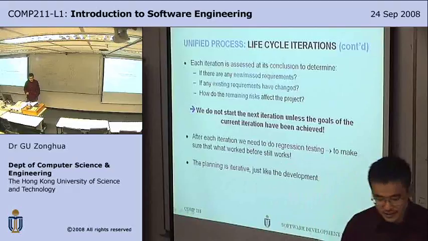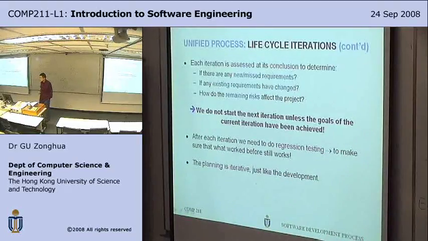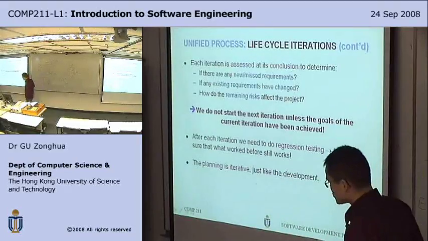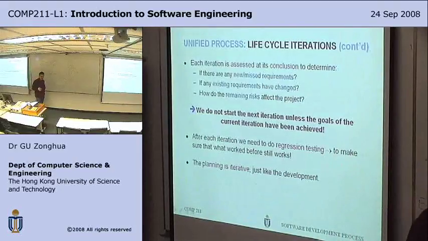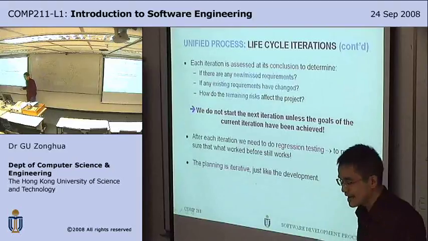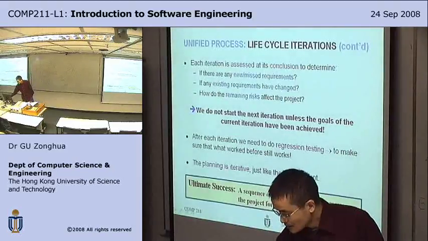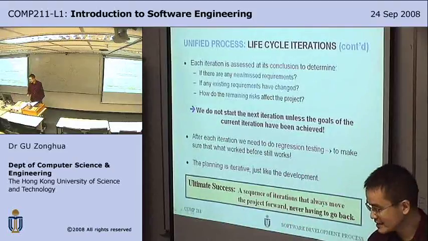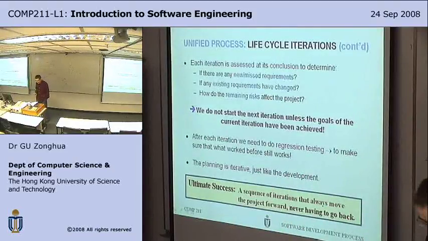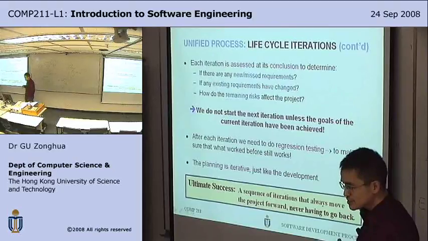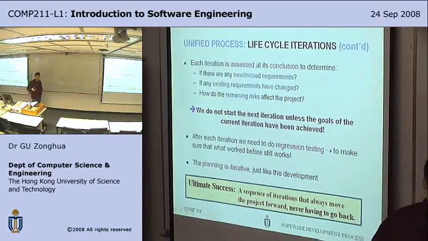The planning is iterative, just like the development. That is, you're not doing a whole grand plan in the very beginning. That's waterfall. In UP, you're planning it iteratively. As you go on, you modify your plan. So ultimate success is a sequence of iterations that always move the project forward and never having to go back. That is, once you reach the end of an iteration, you go on to the next iteration.